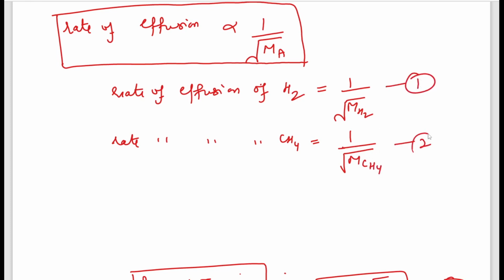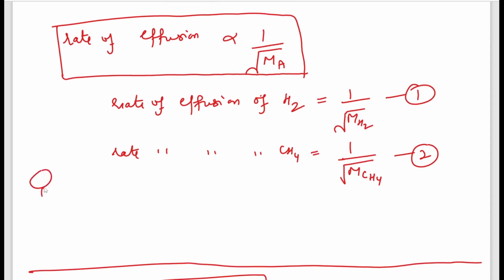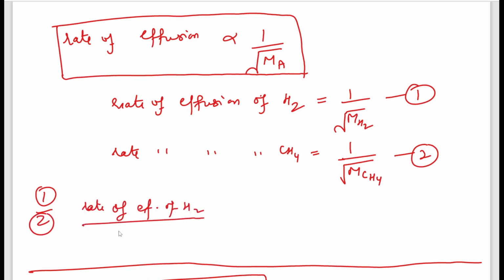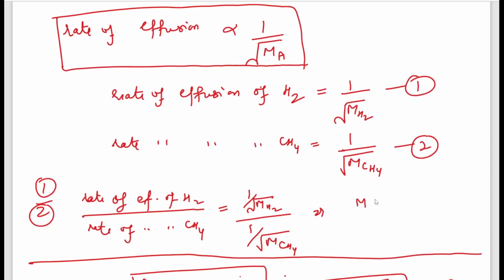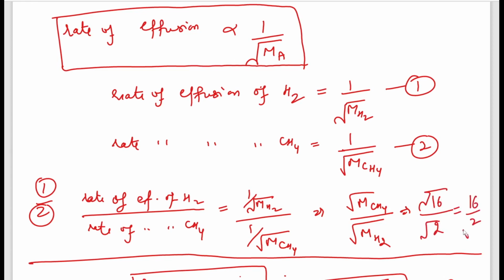Okay, we have to find the ratio of the rate of effusion of hydrogen to methane. So in that case, we will divide one by the other. The rate of effusion of hydrogen over the rate of effusion of methane will be equal to root of 1 over the molecular weight of hydrogen divided by root of 1 over the molecular weight of methane. Ultimately, we will be left with the square root of the molecular weight of methane over the molar mass of hydrogen. Now we will fill in the values: molar mass of methane is 16, and for hydrogen it is 2.